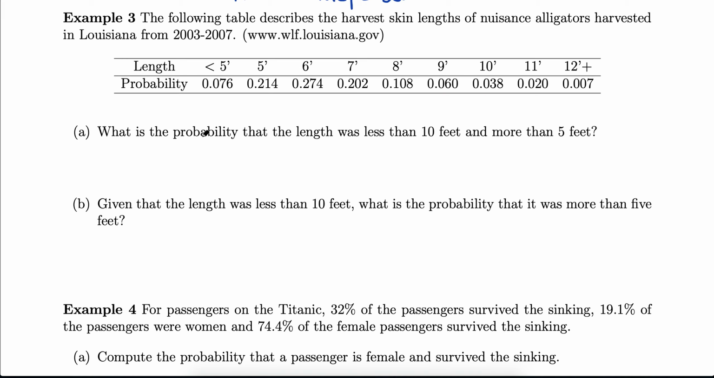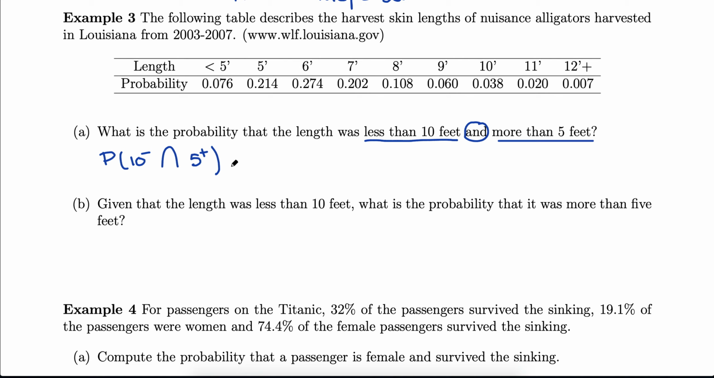For this one, it says what's the probability the length was less than 10 feet and more than 5 feet? We've got this data on the length of harvest skins from nuisance alligators in Louisiana, just to judge the size of those. So we do have an and here, so I'm going to use that notation. I want probability, I'm going to say 10 minus for less than 10 feet. Feel free to come up with your own notation. And 5 plus for more than 5 feet.